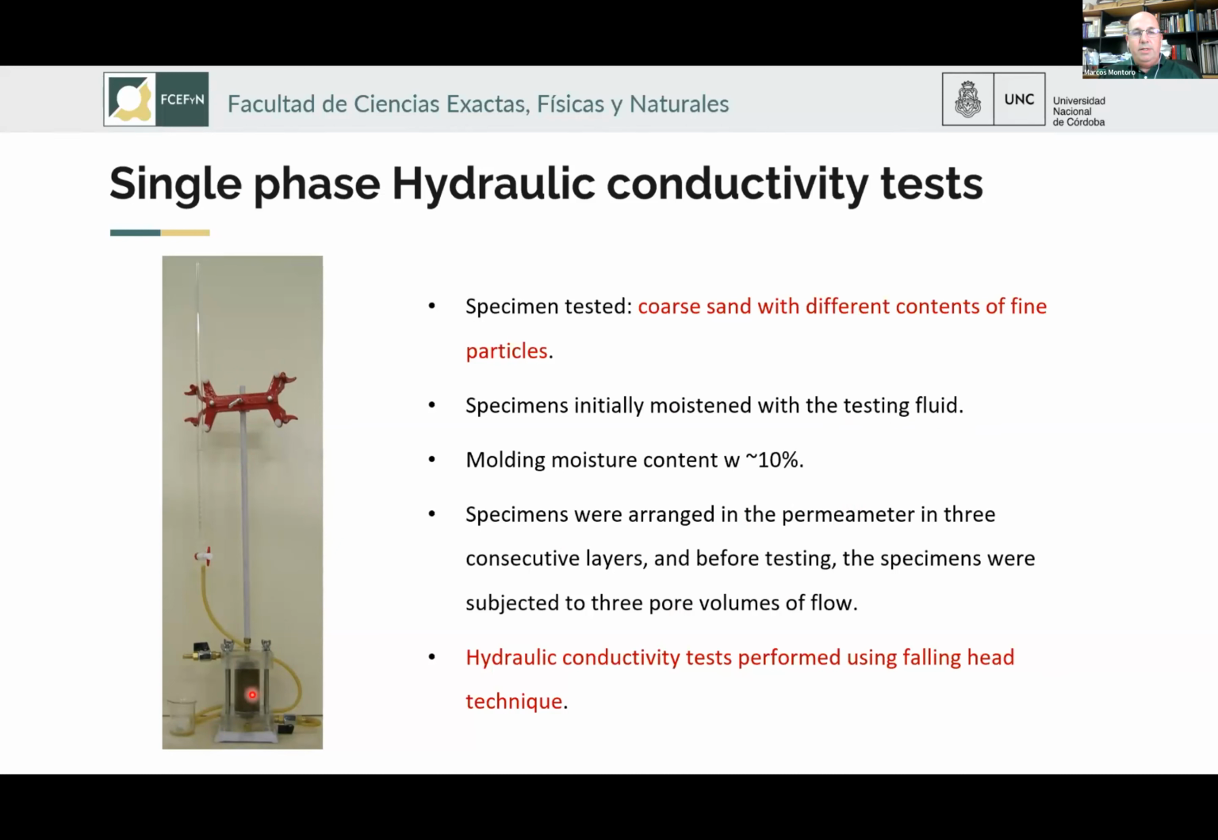We prepared the specimens directly in the permeameter, disposing them in 3 layers, and the specimens were initially moistened using 10% by weight of the same fluid that we would use to perform the test. After closing the permeameter, a fluid volume equal to 3 pore volumes of the specimen was allowed to flow in order to ensure a high saturation level of the specimen. After that, we measured the hydraulic conductivity. One different specimen was prepared for each one of the tests performed with the different testing fluids.